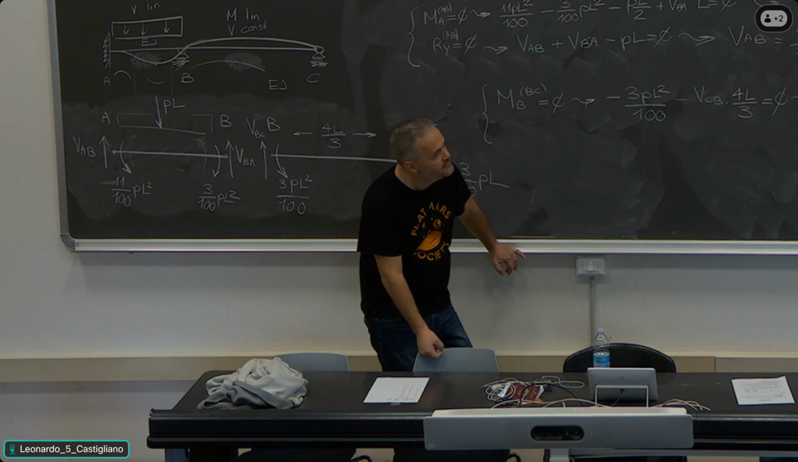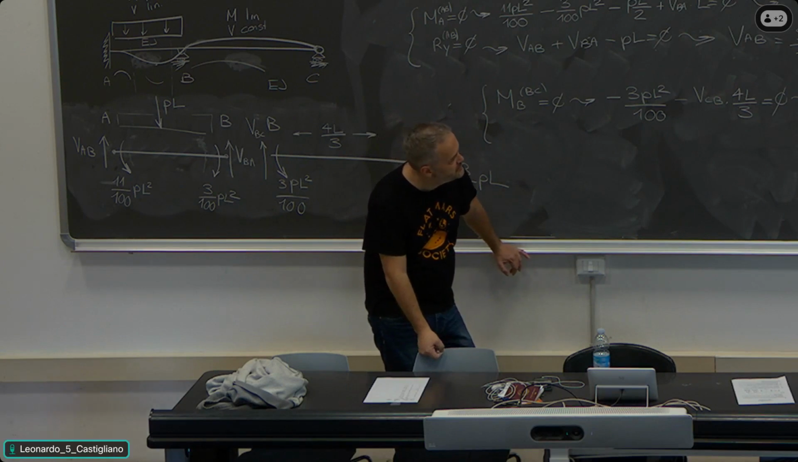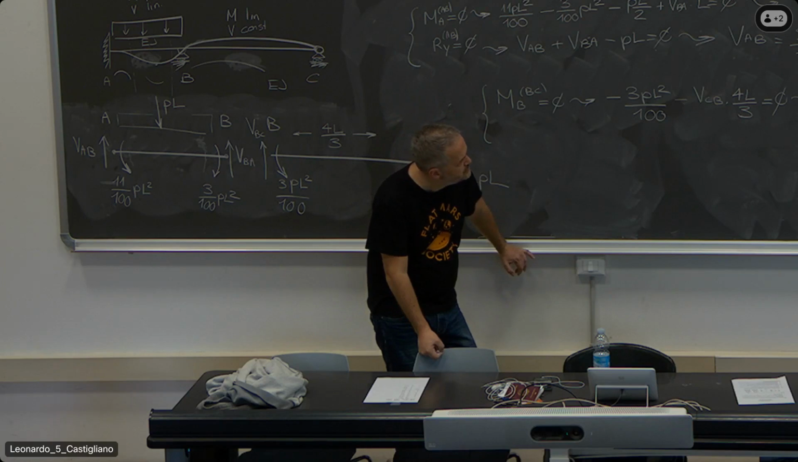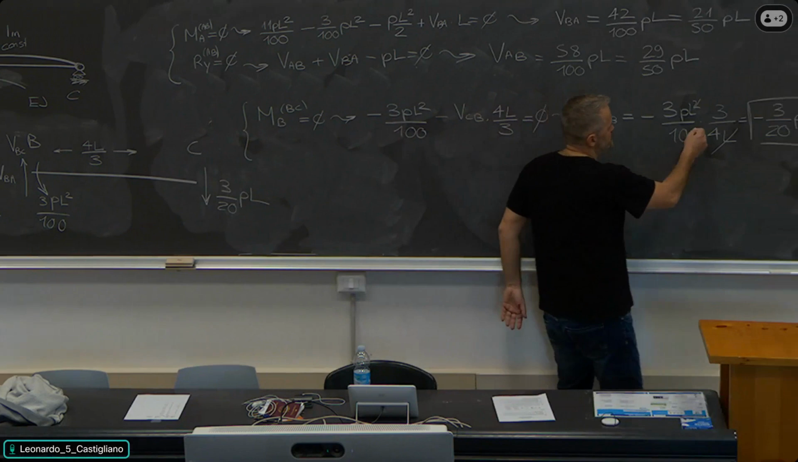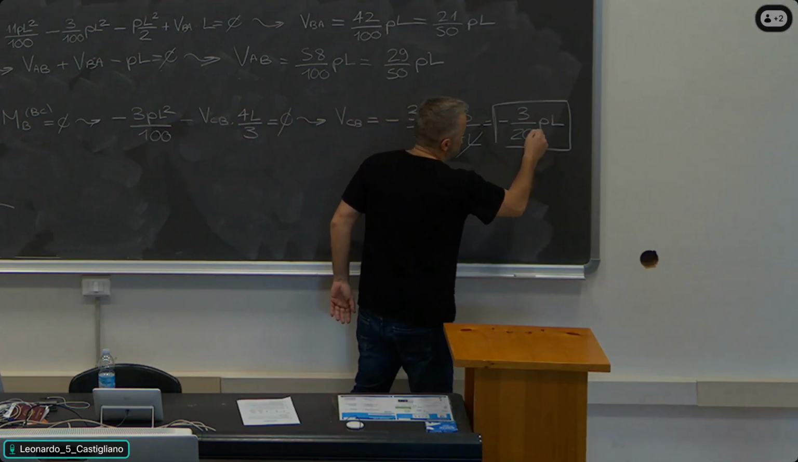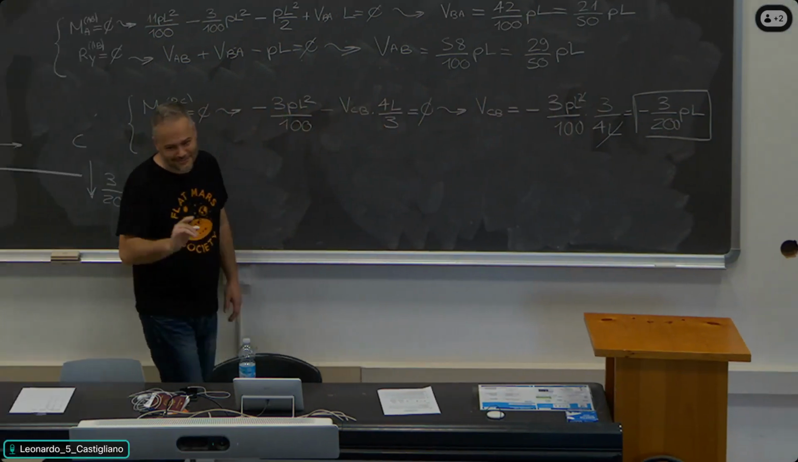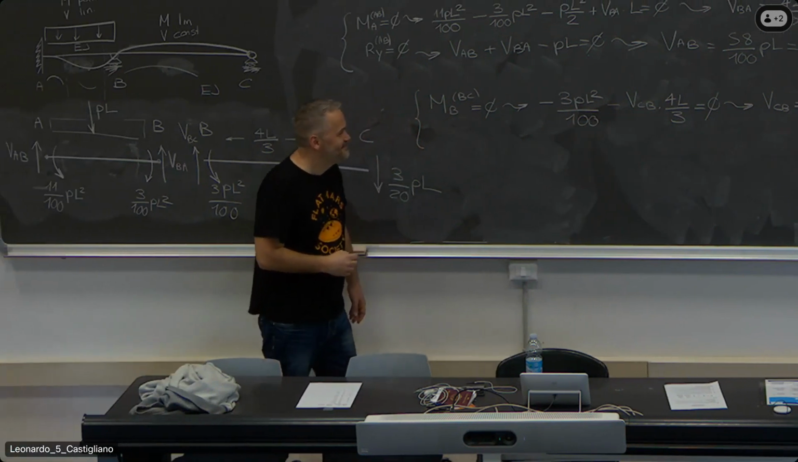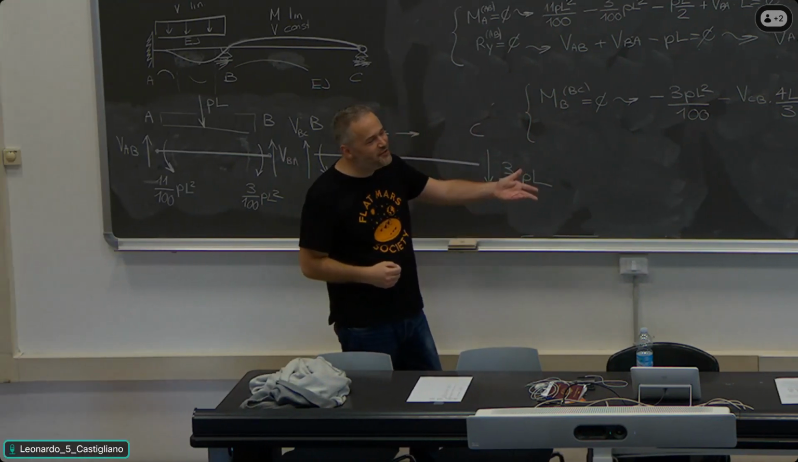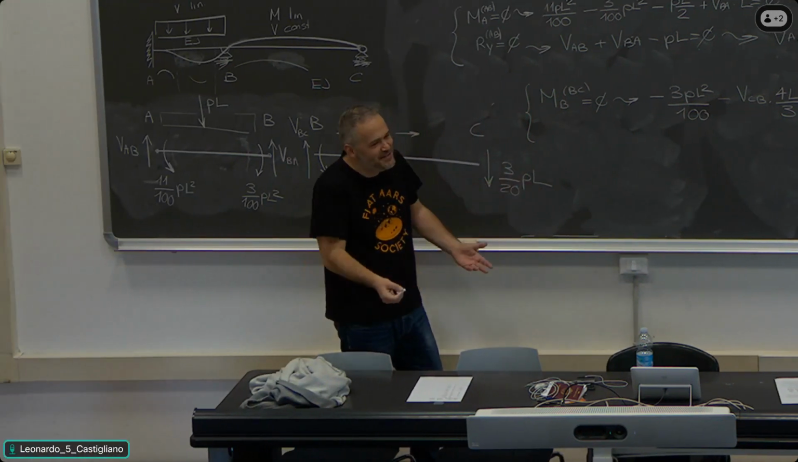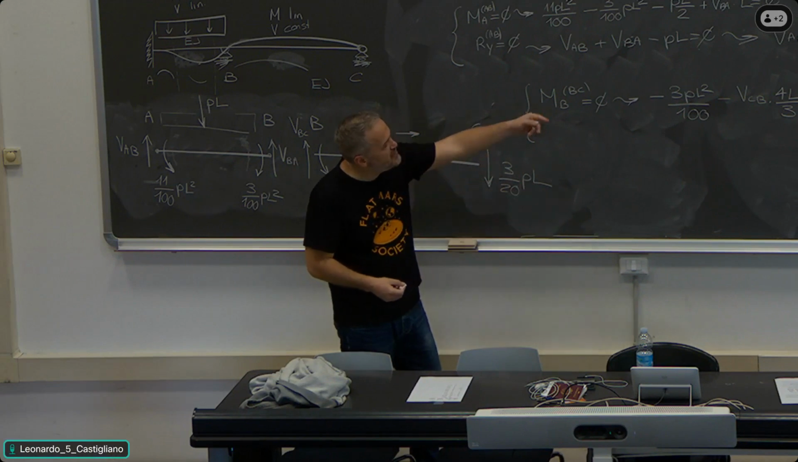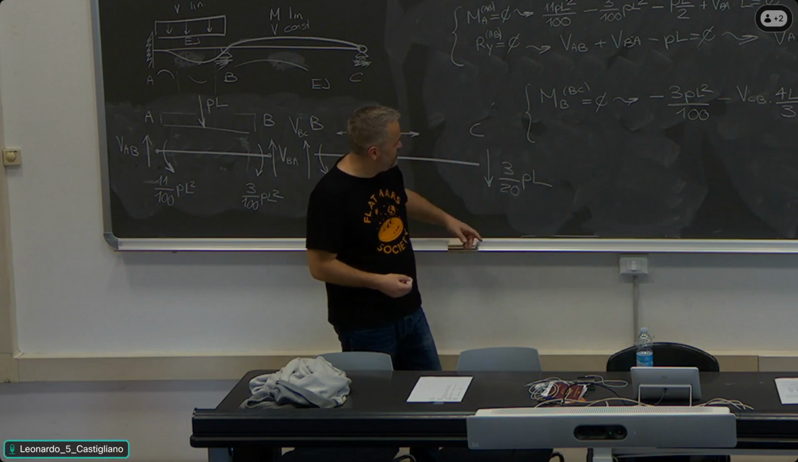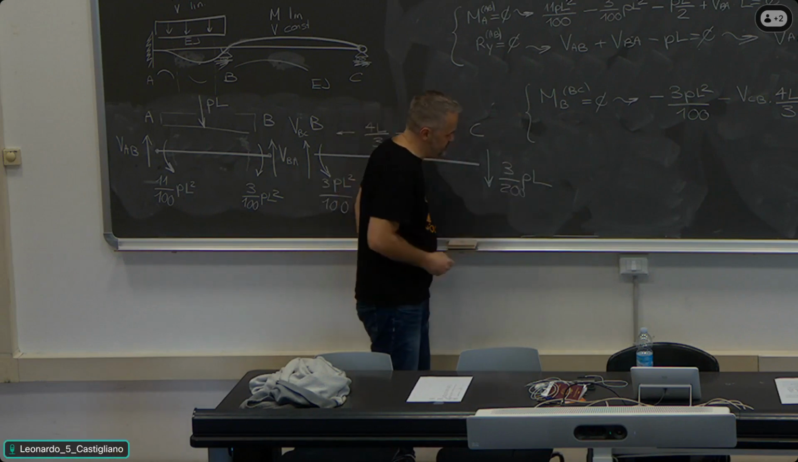So why is it not over 100? Because I'm stupid. That's why I do things with the calculator. Otherwise I mess it up. No, this was an error of the copy. I copied wrong. So 3 over 200, okay?